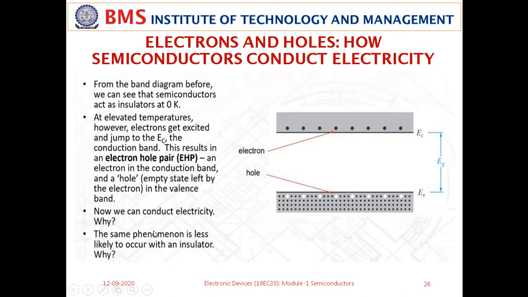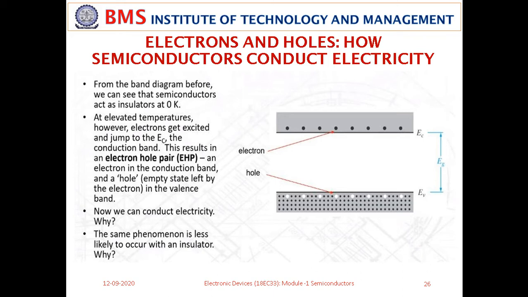The same phenomenon is less likely to occur with an insulator. Can you tell me the reason why this electron-hole pairing phenomenon, what you are seeing in the semiconductor, is less likely to occur in an insulator? Is there any specific reason? Any answer from your side?